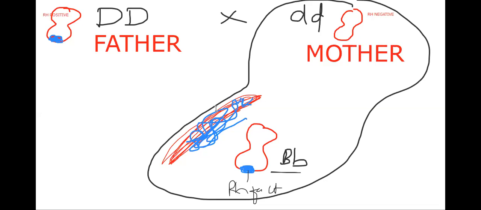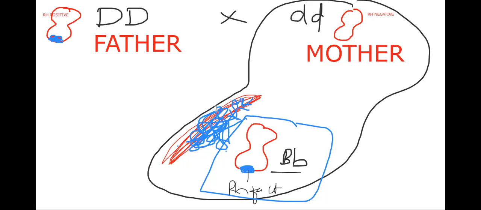So what happens during the parturition period? The blood capillaries of the mother, the red ones, and the blood capillaries of the baby are going to be ruptured from the placenta. These blood capillaries are ruptured, and these kinds of RBC enter into the mother. The baby RBC are entering into the mother.